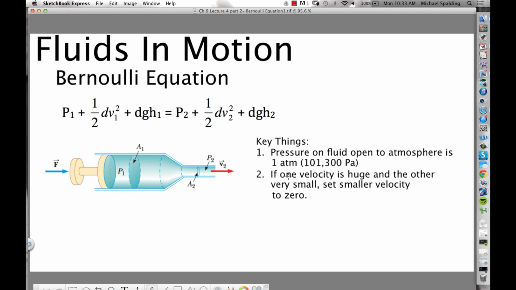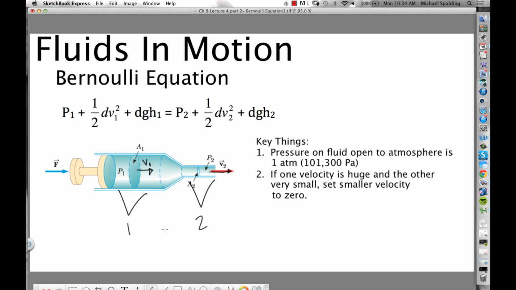Okay, number 2 on the list. If one velocity is huge and the other velocity very small, set the smaller velocity equal to 0. Again, here's a good example of that. We have two regions. This is region 2, this is region 1. Which velocity is going to be dramatically larger? We have velocity 1, the velocity of the fluid in region 1, and velocity 2, which is the velocity in region 2. Which of those two velocities is going to be way bigger? Region 2. The fluid's going a lot faster.